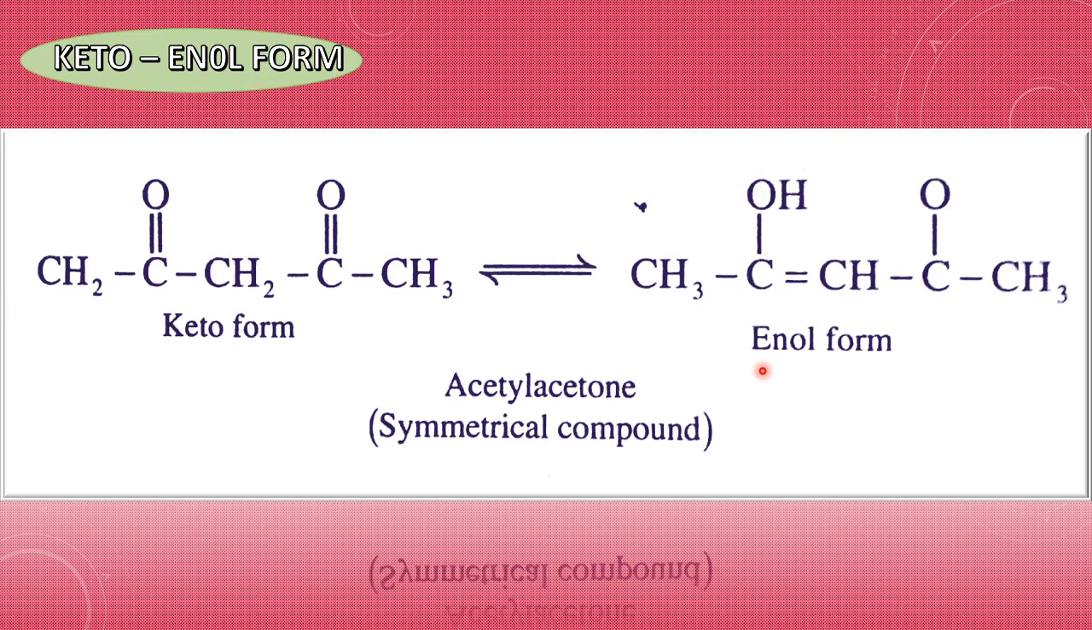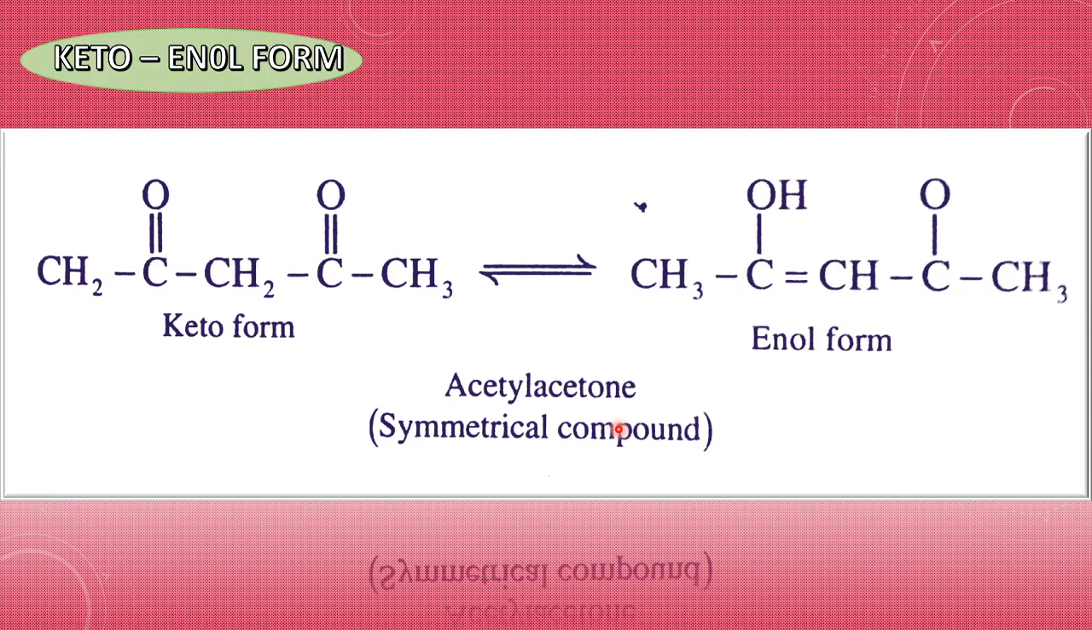So its name is enol form. Here the carbon-carbon double bond means en and the OH group means alcohol, so ol is used here. So this formation is called the enol form. Here is CH3, C OH, C double bond, CH, C double bond, and CH3. The name of this compound is acetyl acetone. These are CH3 and CH3, meaning this is a symmetric compound.